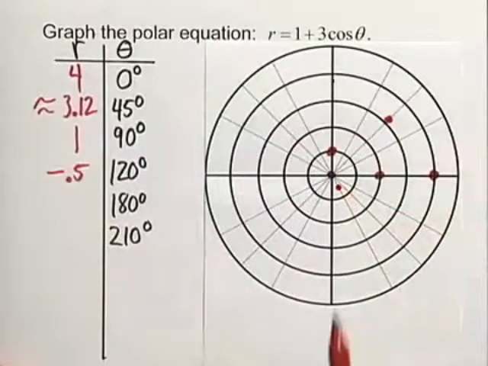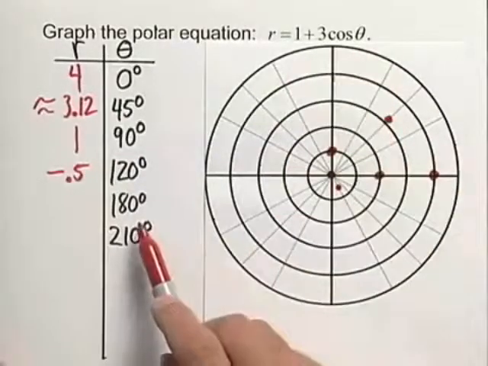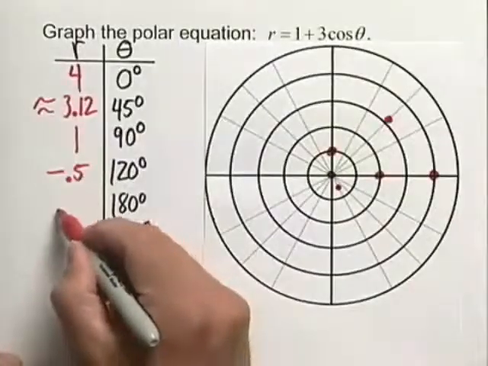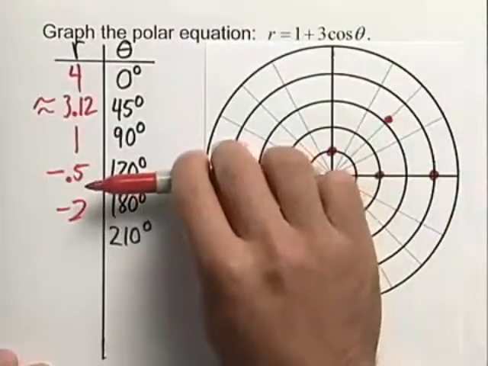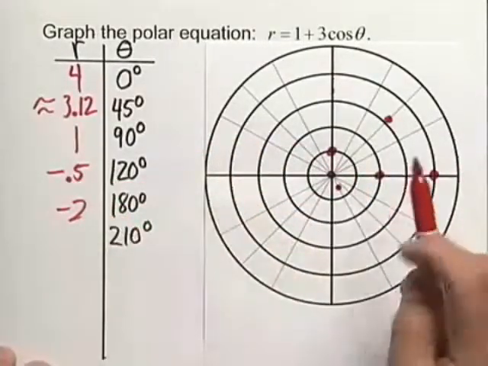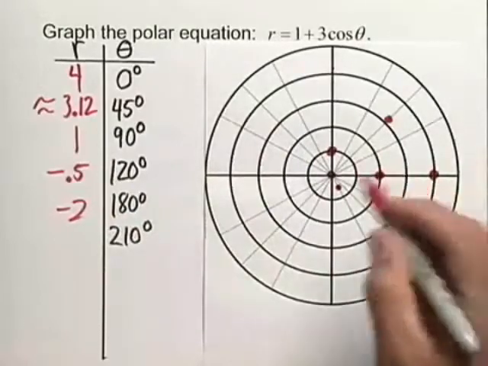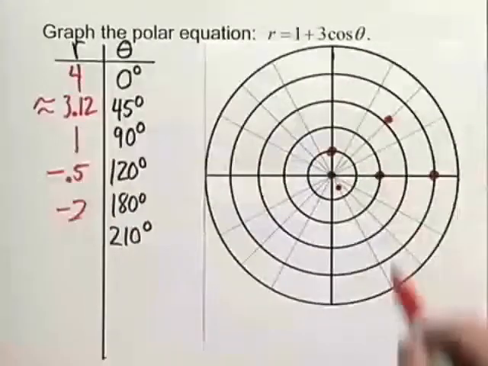Moving to 180, 1 plus 3 times the cosine of 180 is going to give us a value of negative 2. So when we're out here at 180, remember the negative flips this across the theta equal to pi halves axis, and we have our graph.